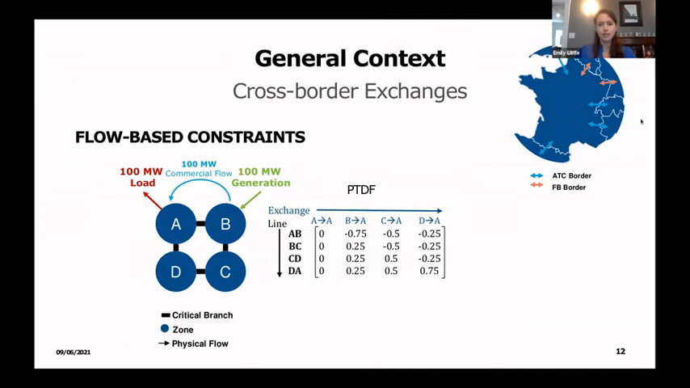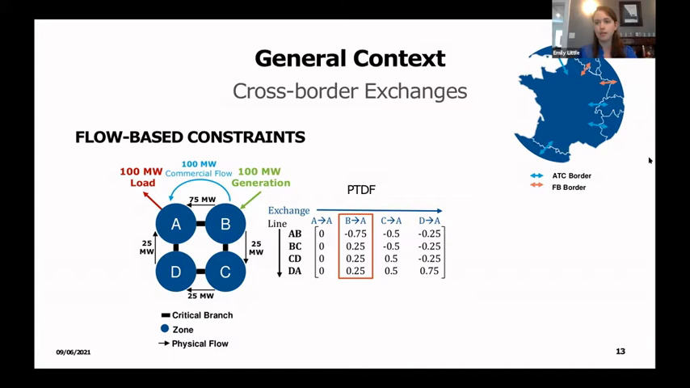So just to get a little bit of an idea of how the flow-based really translates commercial flows into physical flows, we have this PTDF matrix, which has those factors I was discussing. And this shows how this 100 megawatt commercial flow between B and A, for instance, would be translated into the actual lines of the network. Because not all of it will obviously flow between zones B and A, some of it will flow through C and D as well. And so we have these factors which show how this flow will be separated along each line in the system.